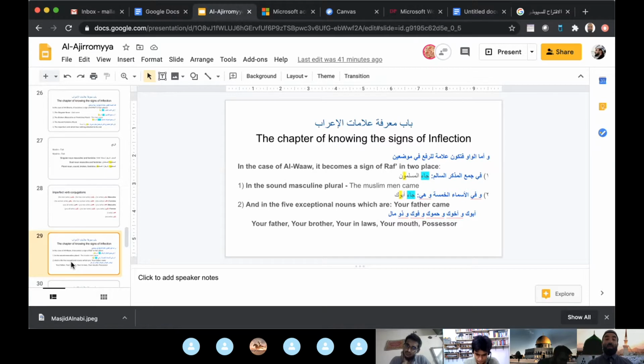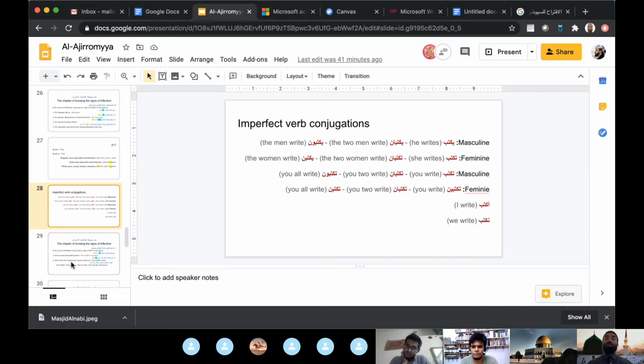Okay, so I think for now, last week I promised you to give you the verb conjugations for the imperfect tense, for the present and the future tense. And this is it right here.